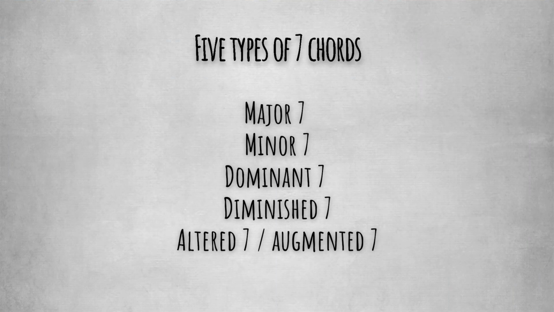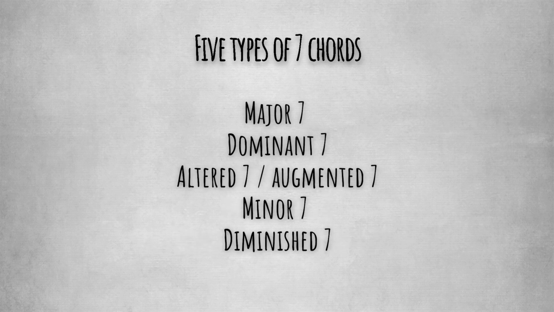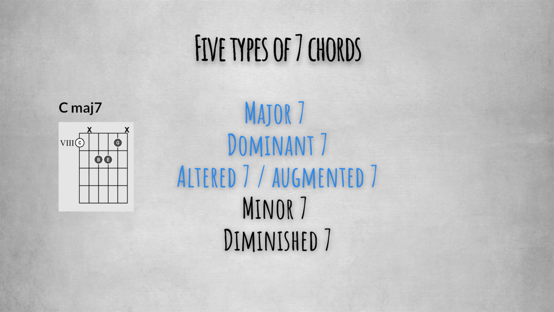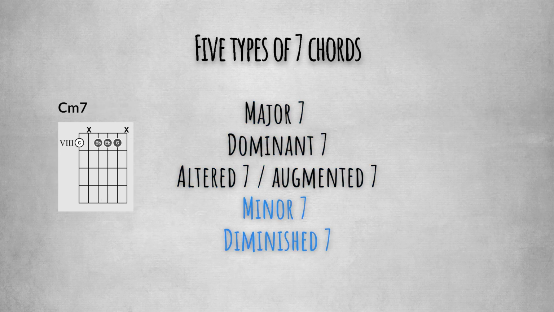Now, we can distinguish major and minor 7 chords in this list. We have 3 chords that belong to the major family. The major 7 chord, the dominant 7 chord, and the dominant altered 7 chord. And we have 2 chords that belong to the minor family. And those are the minor 7 chord and the diminished 7 chord.